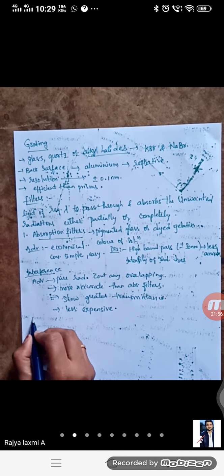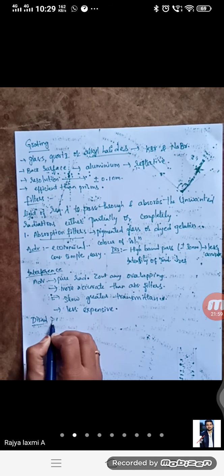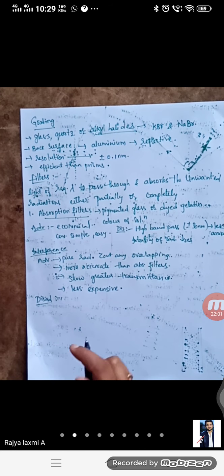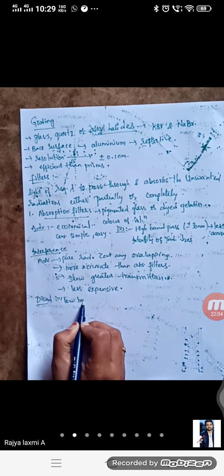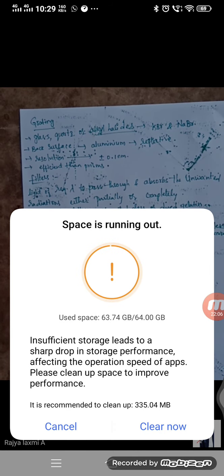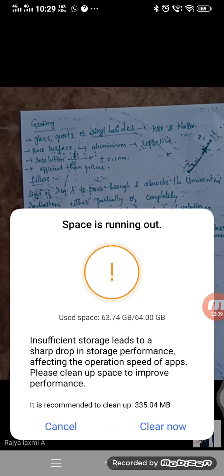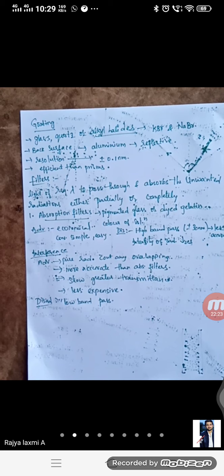Next, the disadvantage is the low band pass. Due to this low band pass, the resolution is not as high as that achieved by prism monochromators or gratings. That's why filters are not used; in many UV instruments we take only monochromators, that is gratings. Filters are not used.